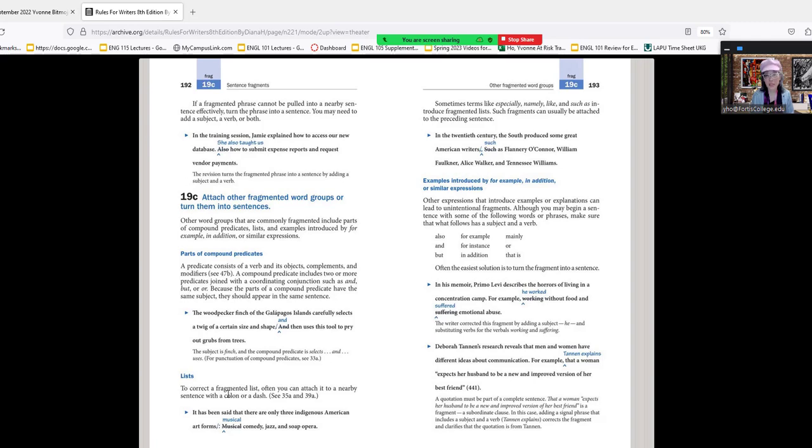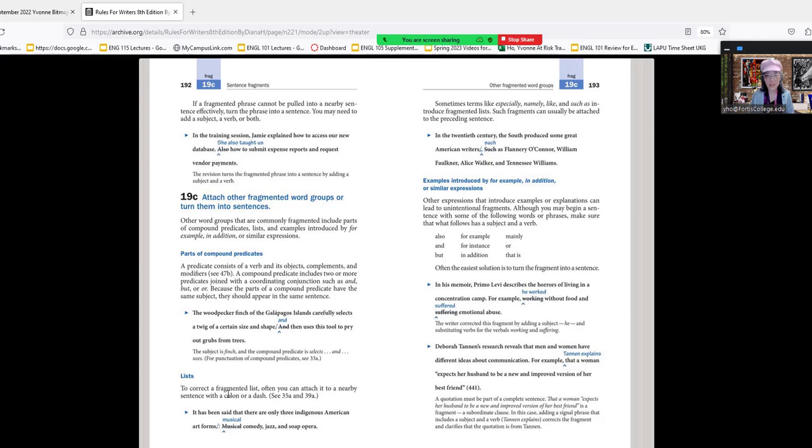Examples introduced by for example, in addition, or similar expressions. Other expressions that introduce examples or explanations can lead to unintentional fragments. Although you may begin a sentence with some of the following words or phrases, make sure that what follows has a subject and a verb. So, also, and, but, for example, for instance, in addition.